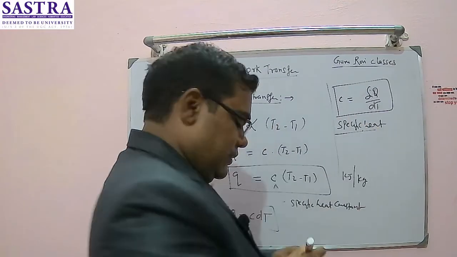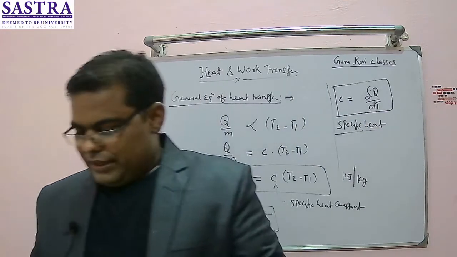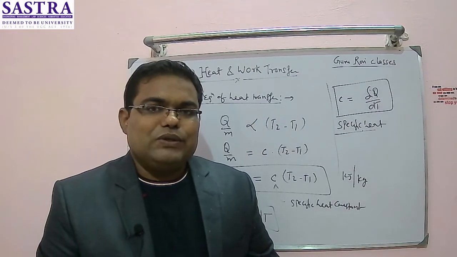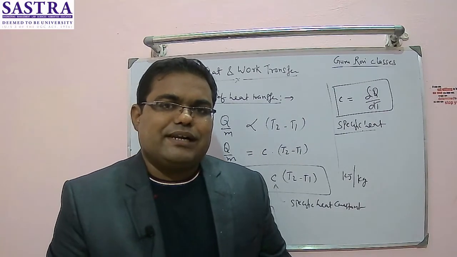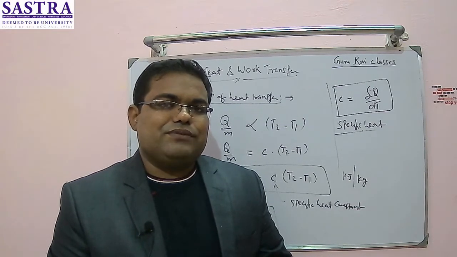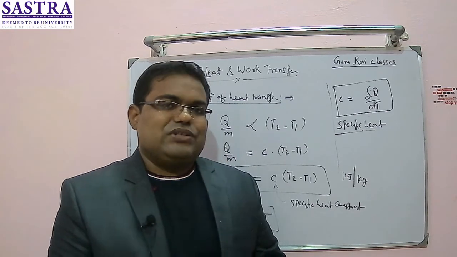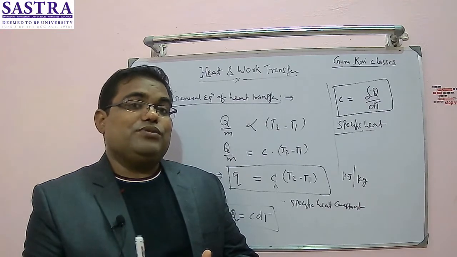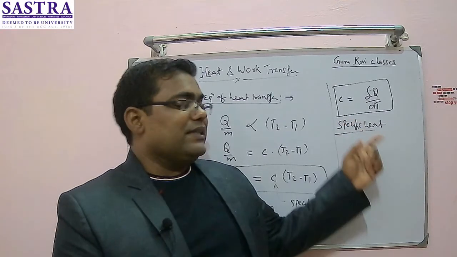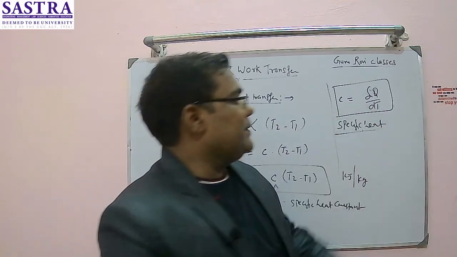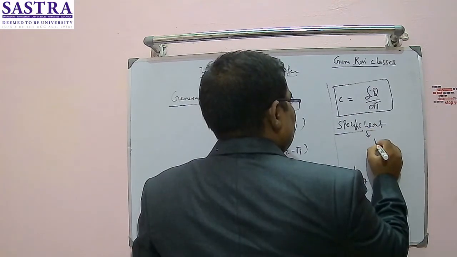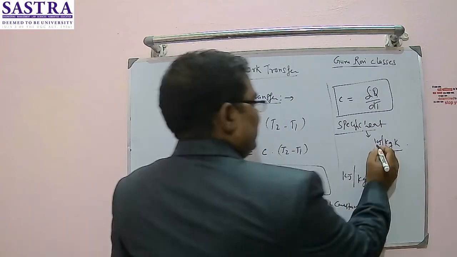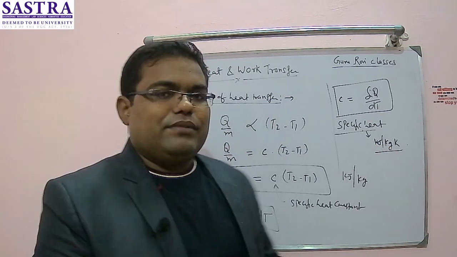So when we define specific heat, it is the amount of heat transfer required to make a unit rise of temperature for a unit mass of substance. If I supply that much heat to a unit mass of substance, there will be a unit rise of temperature. So the specific heat unit is just kilojoule per kilogram Kelvin.